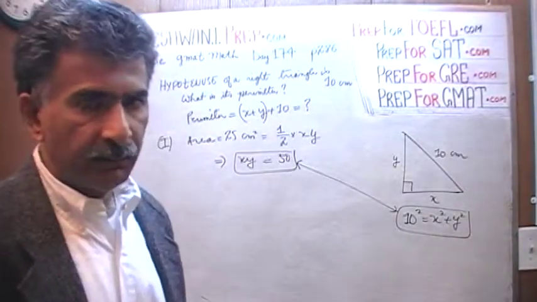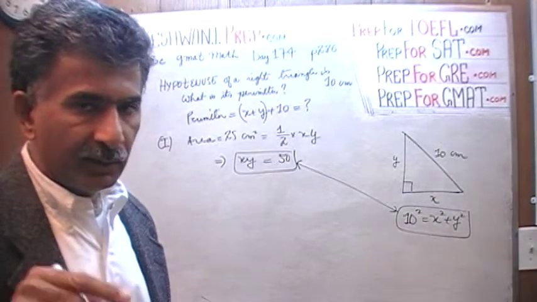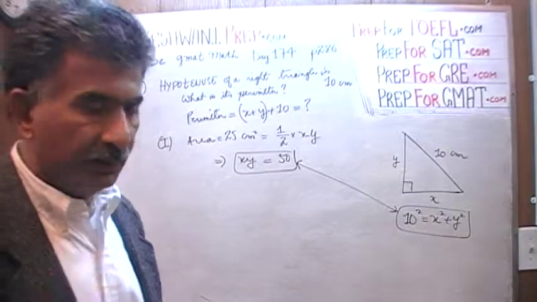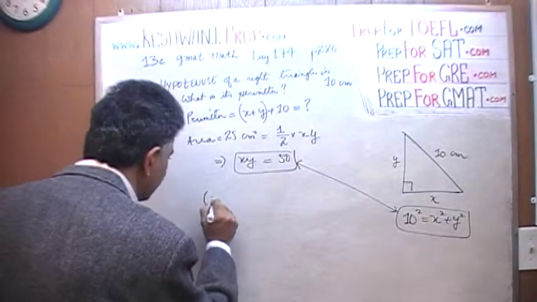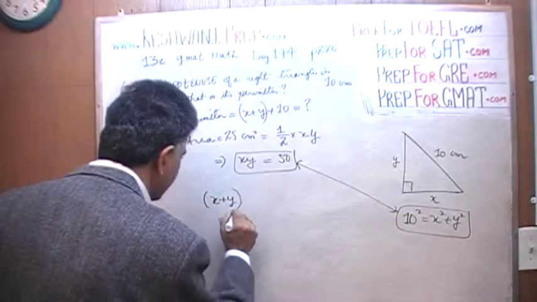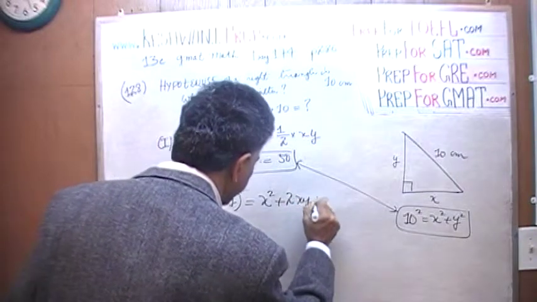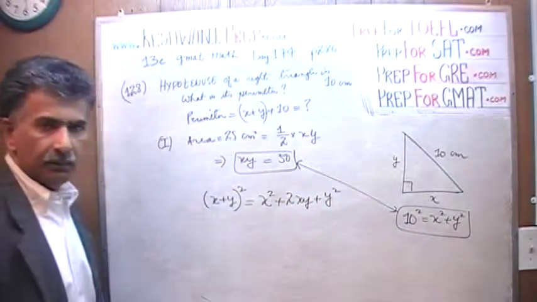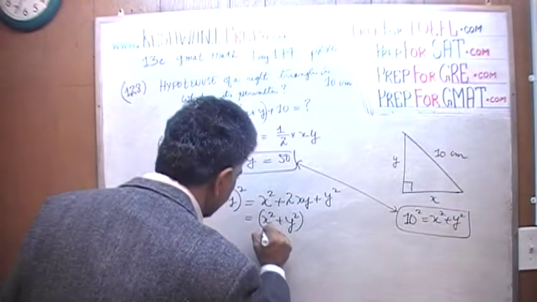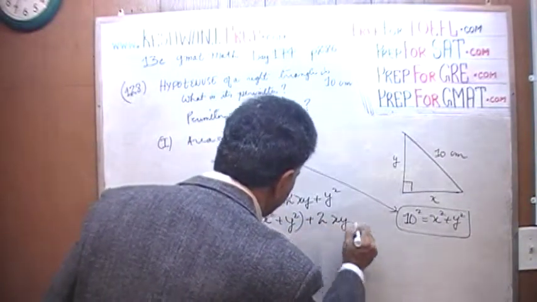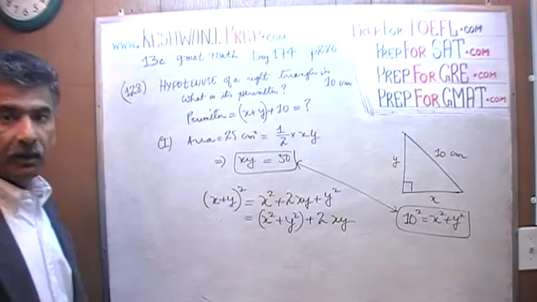This is where a lot of people will have trouble with it. Once they get over this hurdle, the rest is very easy. The trick is that you have to realize that what we need to use here is this relationship: x plus y whole squared equals x squared plus 2xy plus y squared, which of course can be written as x squared plus y squared plus 2 times xy. And x plus y whole squared, if we can solve for it, we can figure out x plus y.